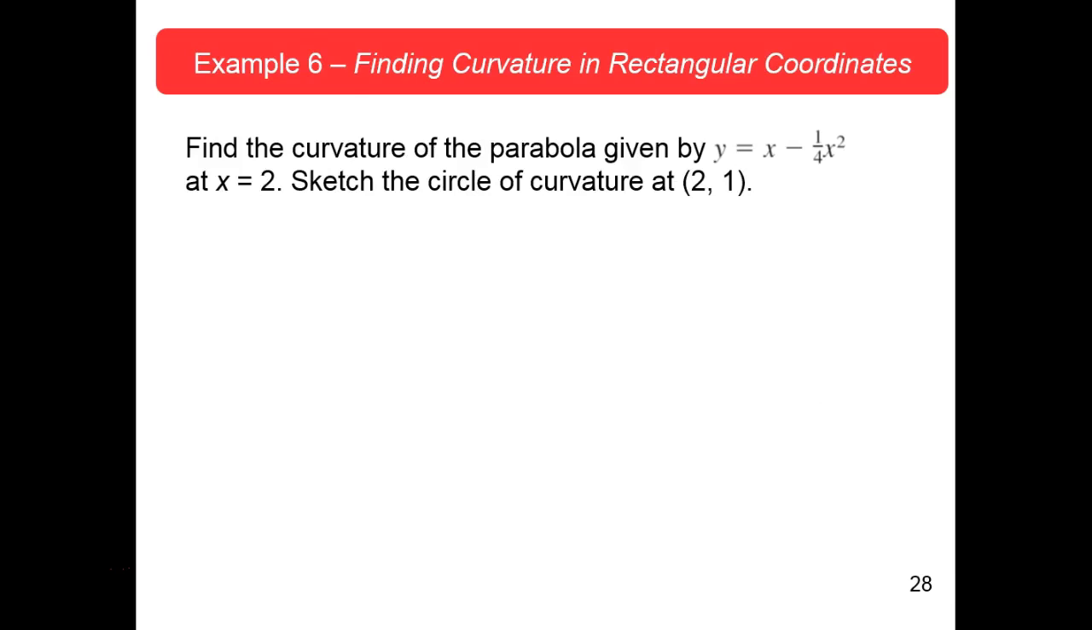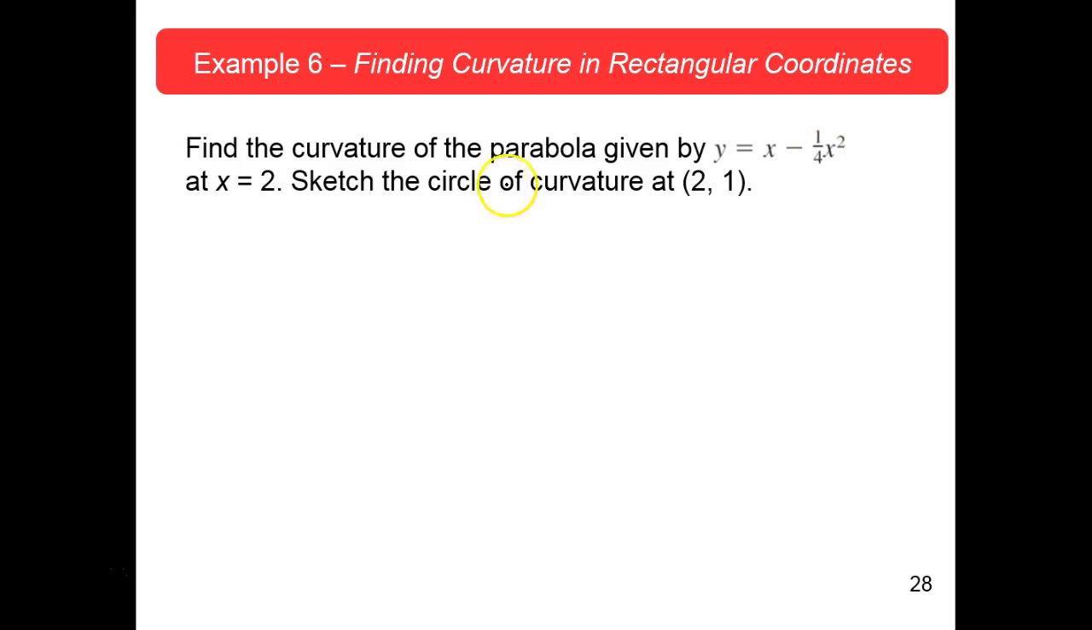Okay, find the curvature of the parabola given by y is equal to x minus 1/4 x squared at x equal 2. Sketch the circle of curvature at (2, 1). Let's first do the parabola. Which way is this parabola opening, up or down? Down, because the quadratic term is negative.